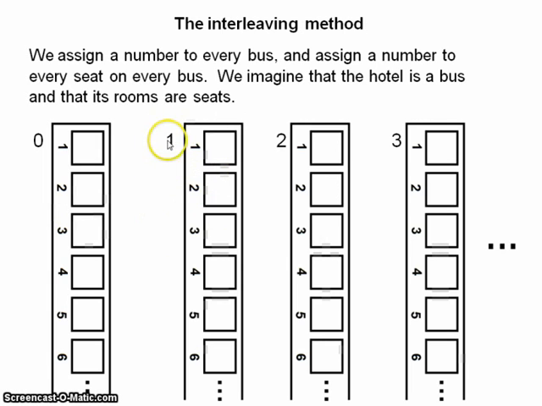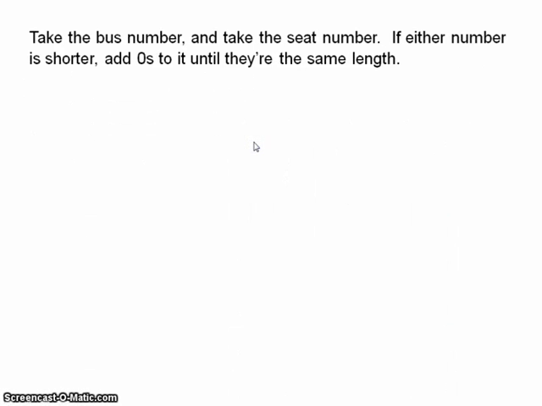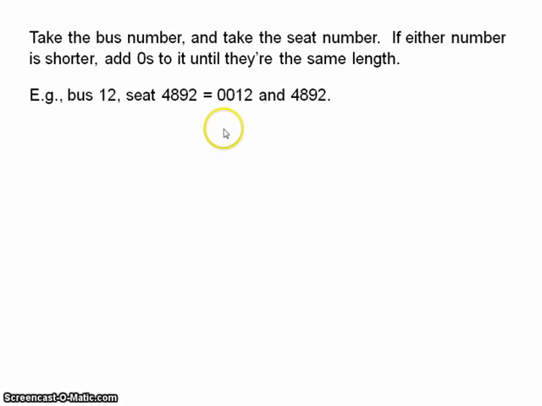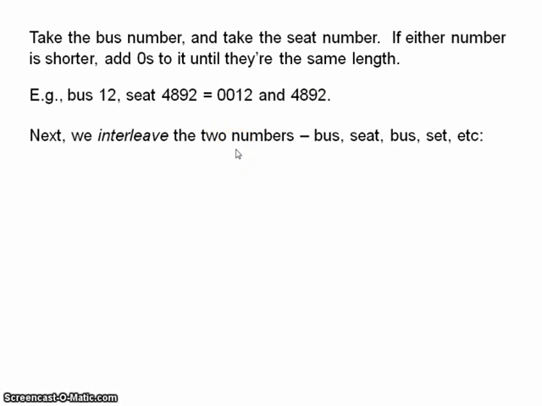So here's bus 1, bus 2, bus 3, and they have their rooms, their seats numbered 1, 2, 3, 4, 5, and going on down. Here's what you do. You take the bus number and take the seat number, and if either number is shorter, add zeros to it until they're the same length. So for example, you might have somebody from bus 12, seat 4892. Well, in that case, you add zeros to the 12, so you've got 0012 and 4892. Okay, then we interleave these digits. Bus, seat, bus, seat, bus, seat.